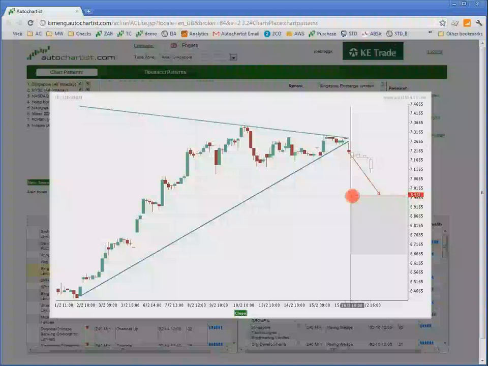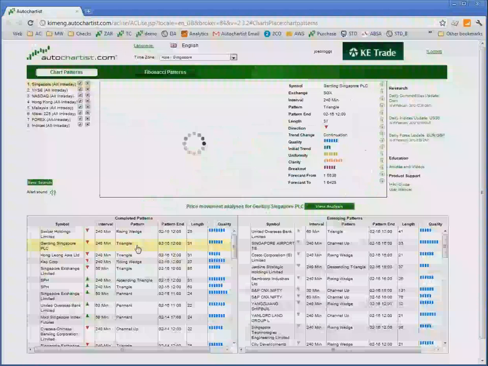For example, we've got 1, 2, 3, 4, 5 completed pattern trading opportunities on the Singapore exchange. Whenever you click on an item in this list over here, the price graph at the top is refreshed to display that particular pattern for you.